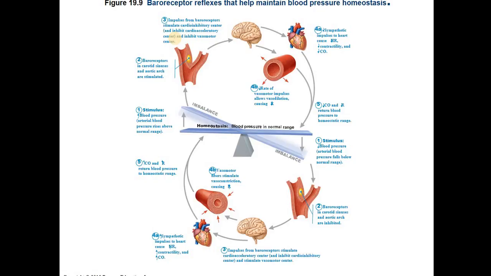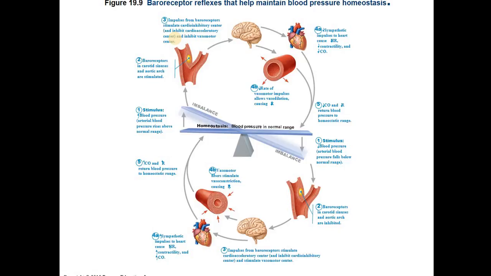Once they are stimulated, the impulses will go to the brain, and then that will stimulate your cardioinhibitory center and inhibit your cardioacceleratory center and inhibit your vasomotor center. So now you have a signal going to the heart and a signal going to your vessels. It will decrease your sympathetic impulse to the heart. This will cause a decrease in your heart rate, decrease in contractility, decrease in cardiac output, because remember, blood pressure is high.